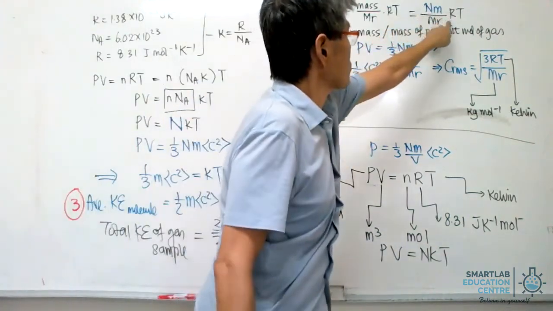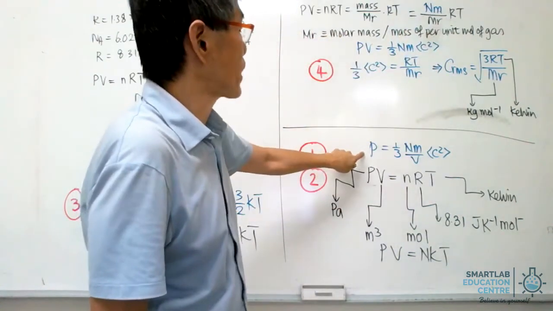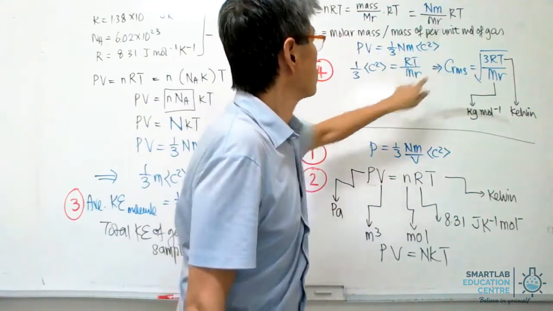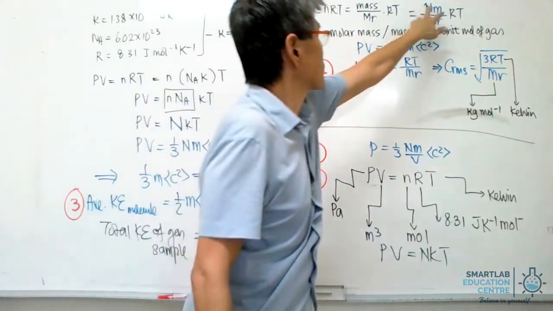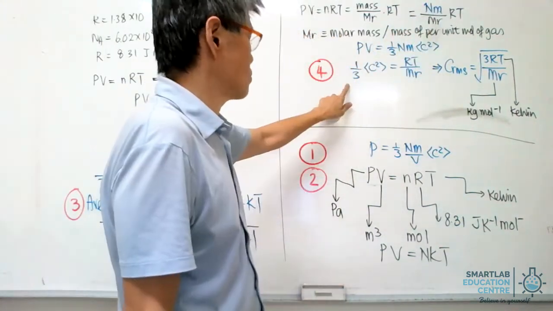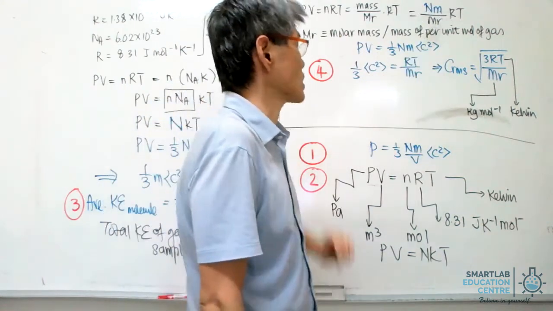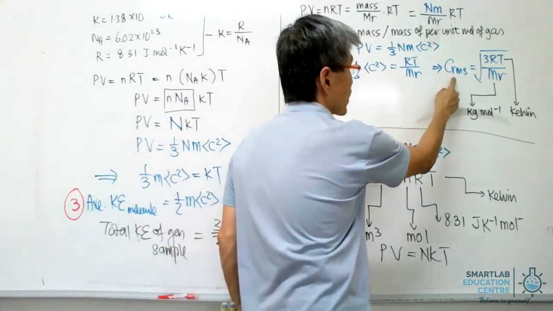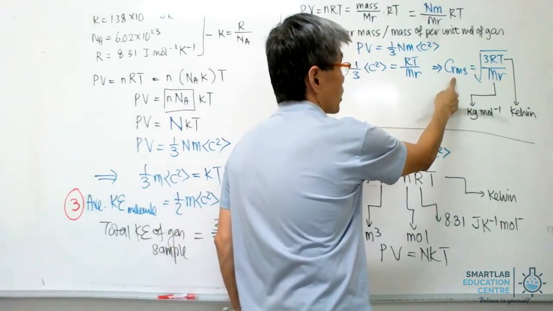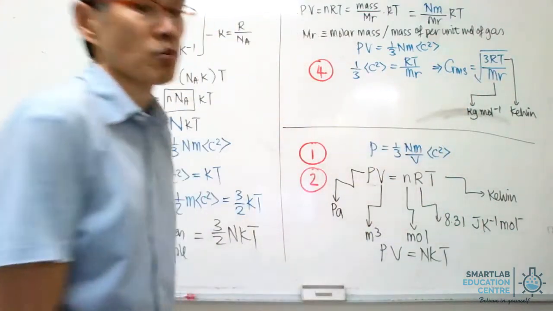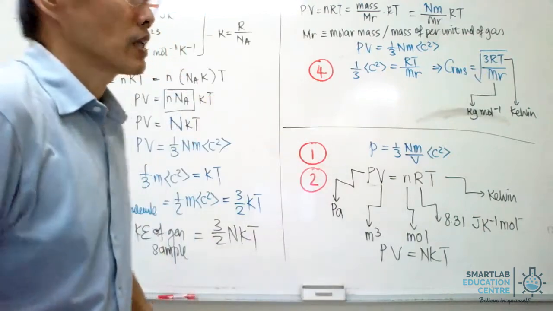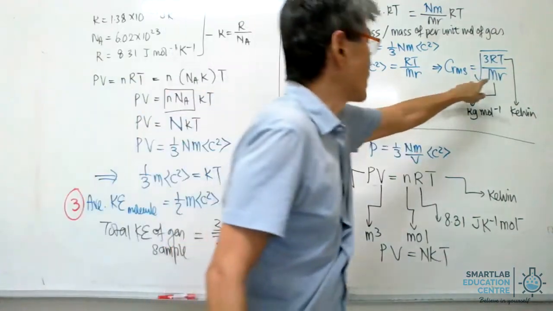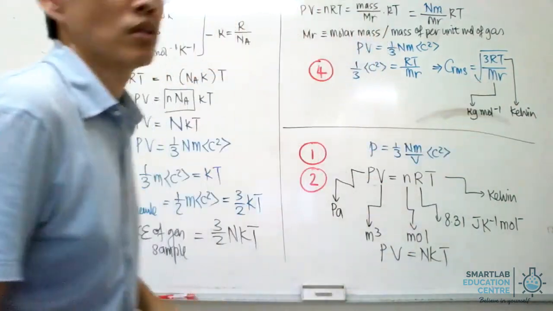So with this expression and comparing it to equation 1, which is 1/3 Nmc squared, we could now equate these two together, and we'll end up with 1/3 of the mean square speed equal to RT divided by the molar mass. From there, the root mean square speed of your gas molecule could be determined by this expression. This is the last formula. In using this formula for calculations, be mindful that the Mr is in kilogram per mole. Thank you.